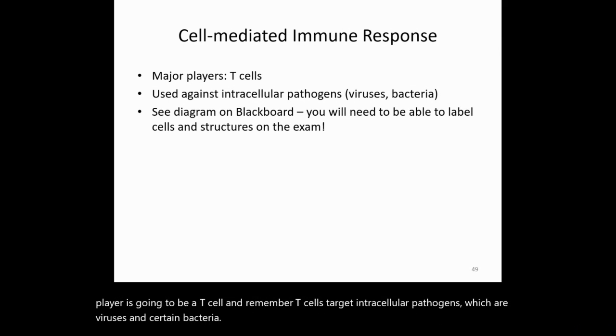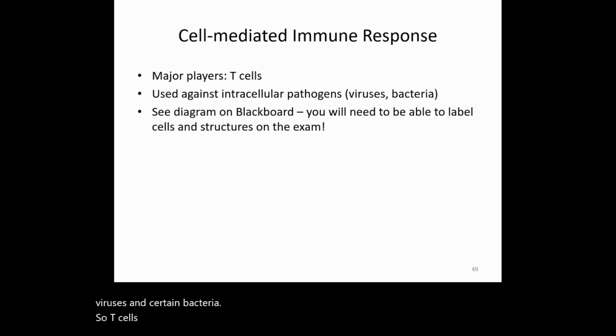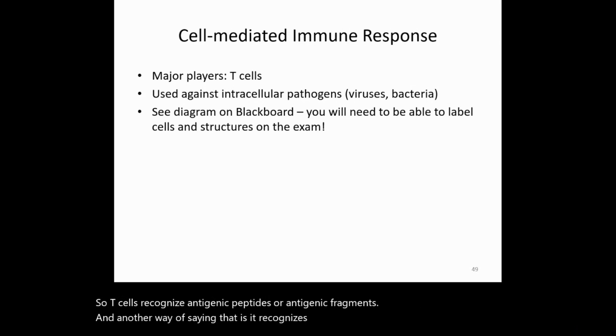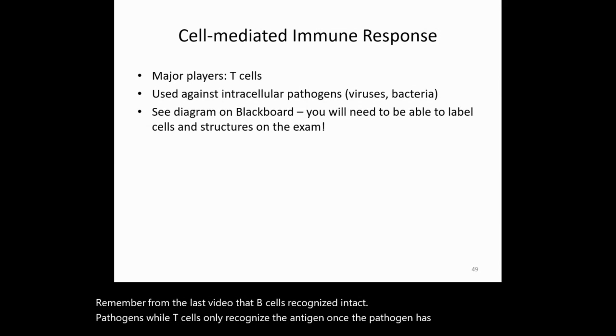So T cells recognize antigenic peptides or antigenic fragments. And another way of saying that is it recognizes digested pathogen. Remember from the last video that B cells recognized intact pathogens? Well, T cells only recognize the antigen once the pathogen has been phagocytosed and presented.